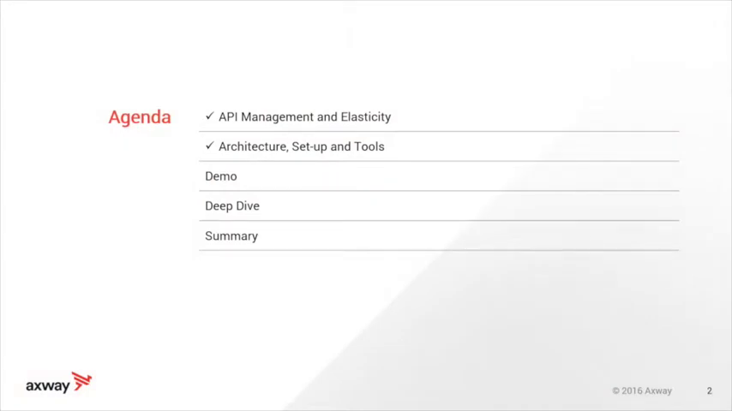So in part 1, what we have covered is API management and elasticity, and then we also covered architecture setup and tools. In this part, we'll cover the demonstration, we'll do a deep dive, and we'll summarize autoscaling.